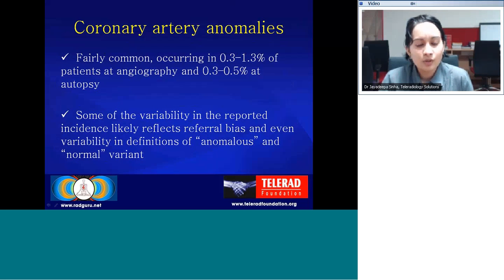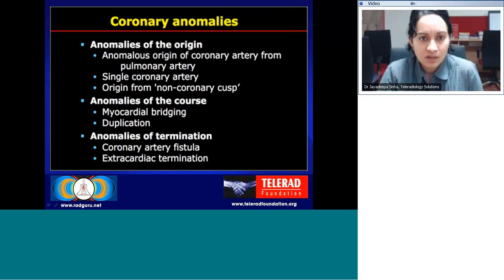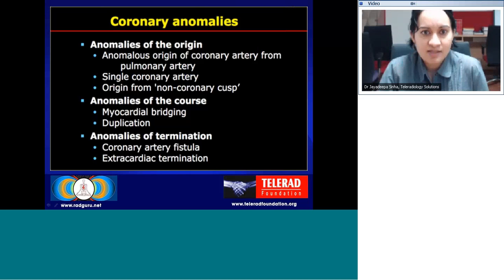Now moving on to coronary artery anomalies. These are fairly common, occurring in up to 0.3 to 1.3% of the patients at angiography and 0.3 to 0.5% at autopsy. Again, there is no definite definition on what accounts for normal and anomalous variants, because the anatomy itself can be variant, and hence poses a dilemma in the nomenclature of these anomalies. Anomalies can be mainly differentiated as anomalies of origin, anomalies of course, and anomalies of termination.